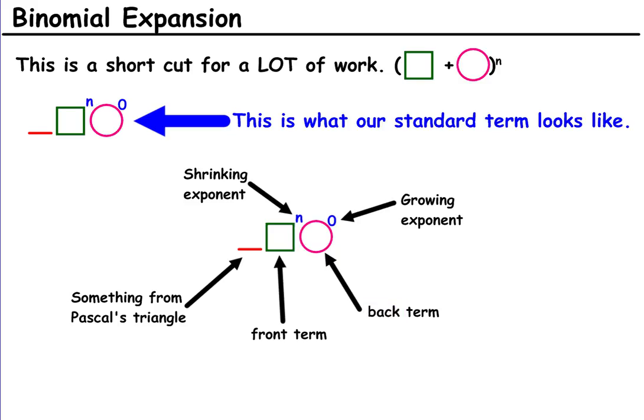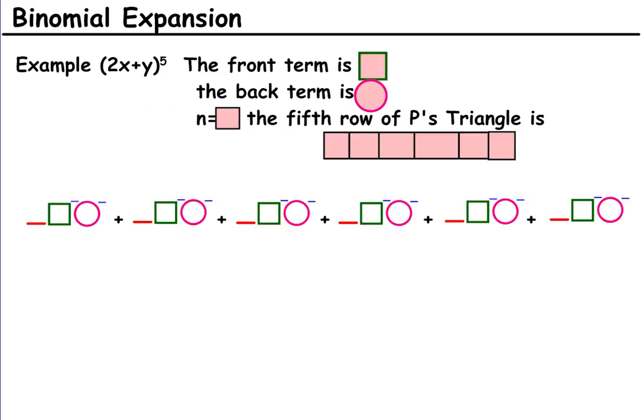Now, let's take it apart and let's look at an example. My binomial is (2x + y) raised to the 5th power. Well, n is 5.